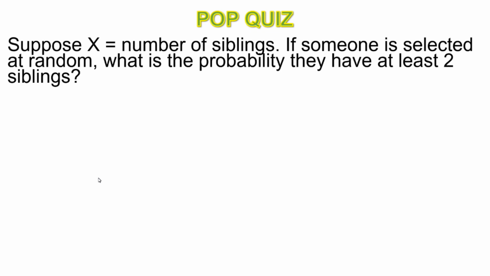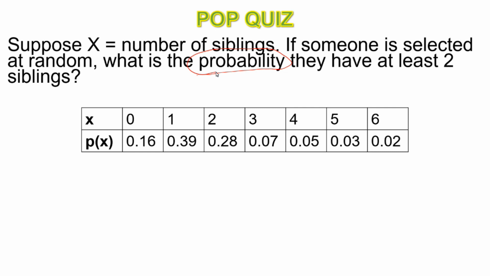All right, pop quiz before we end here. Here's the quiz. Let's say x equals the number of siblings. If somebody's selected at random, what is the probability they have at least 2 siblings? Again, we can't answer this probability question unless we have the data in some way. Here we're looking at the data in terms of a probability distribution. So here's the real world data. I've collected this data from students before.